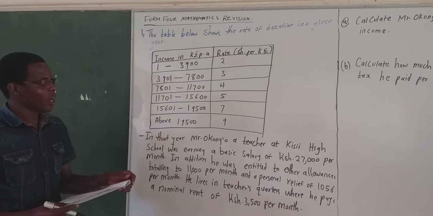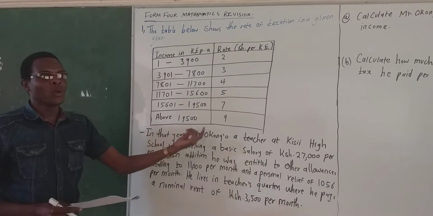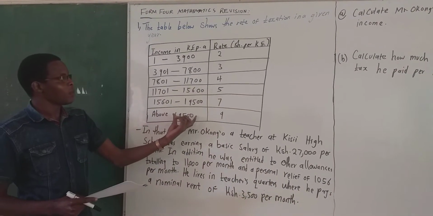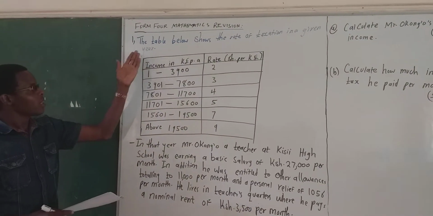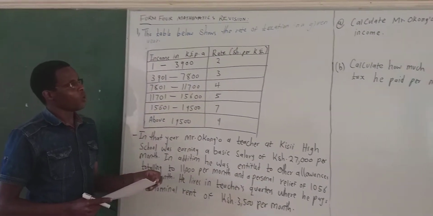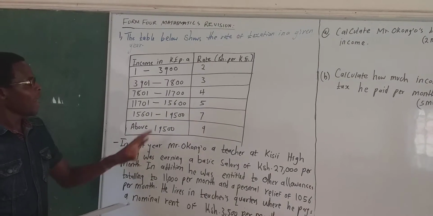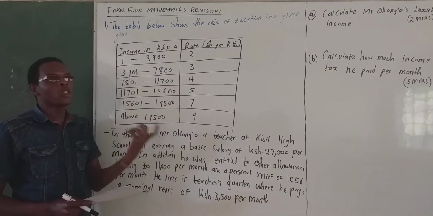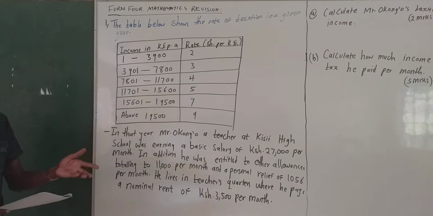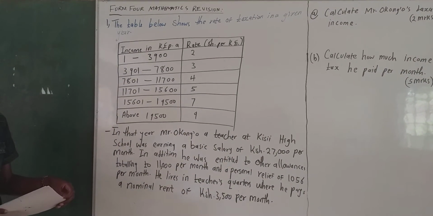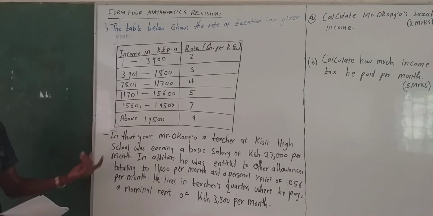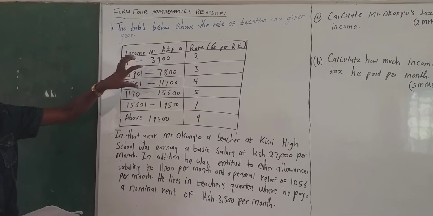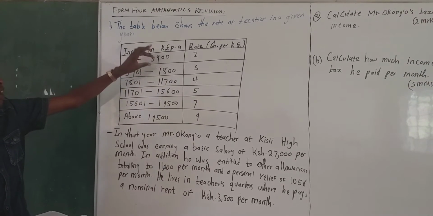Remember, always when we have a question on income tax, we have a table from which we have to work. This is our table. If I can read the question, the table below shows the rate of taxation in a given year, the table which was used for income deduction, what they call the PAYE. Now this is the table we have, and I told you you have to master the content of what we have in the first row.